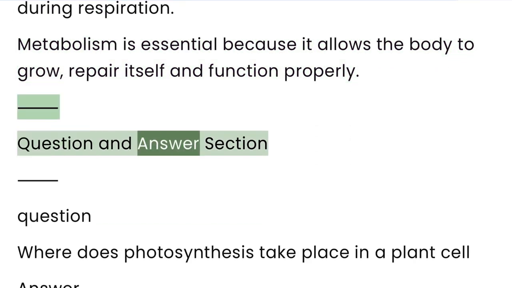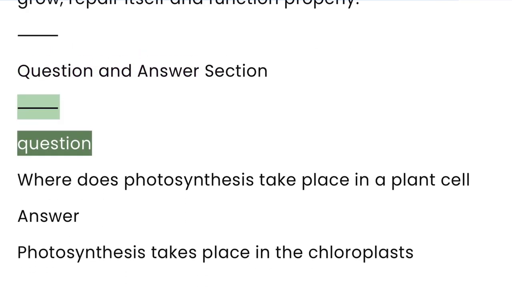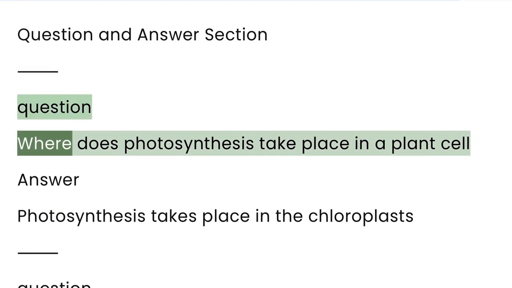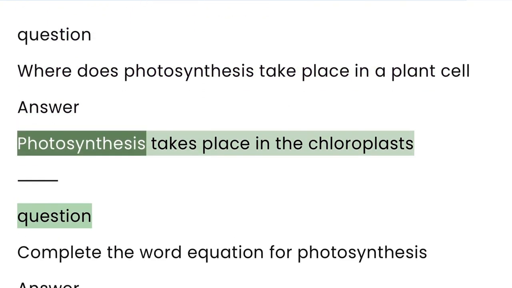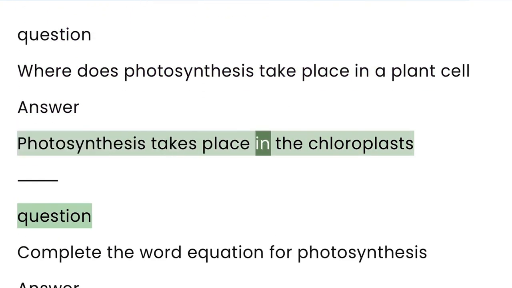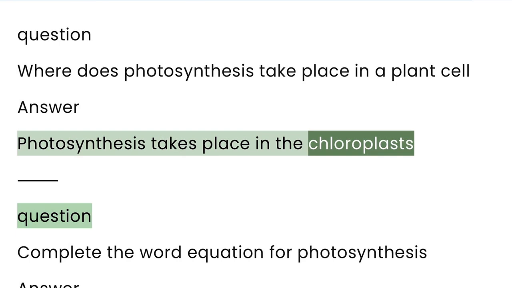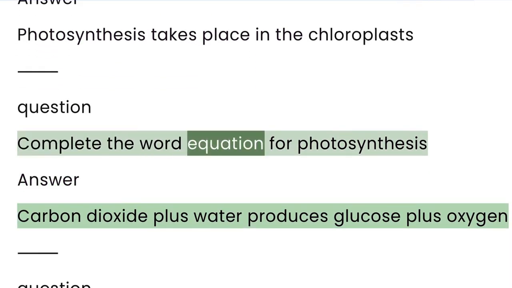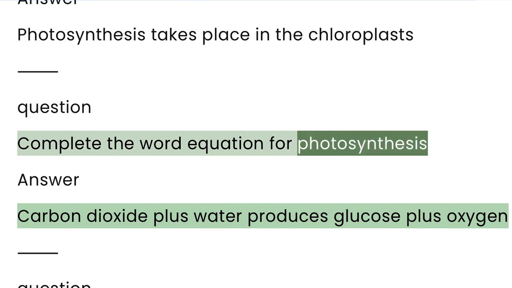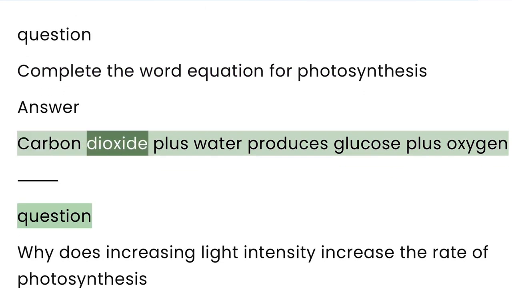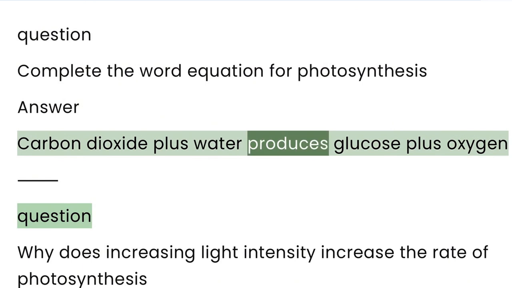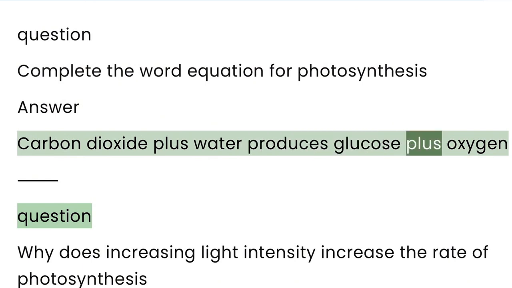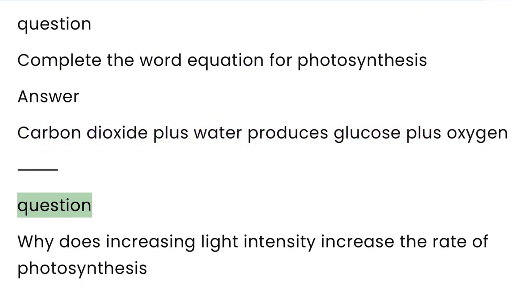Question and answer section. Question: where does photosynthesis take place in a plant cell? Photosynthesis takes place in the chloroplasts. Question: complete the word equation for photosynthesis. Carbon dioxide plus water produces glucose plus oxygen.